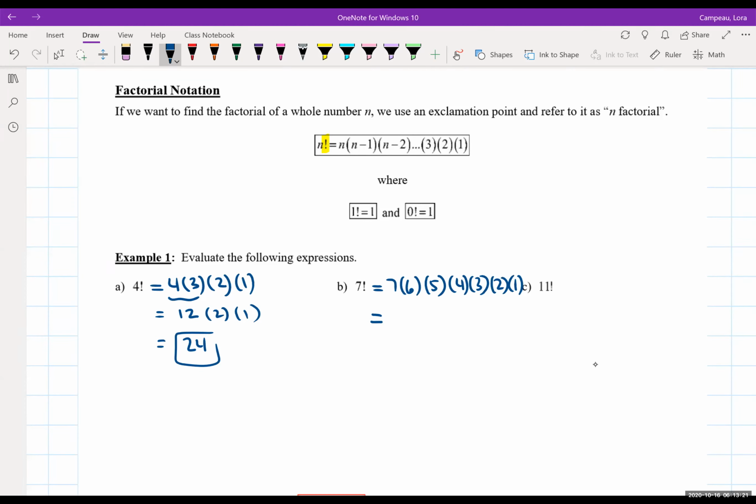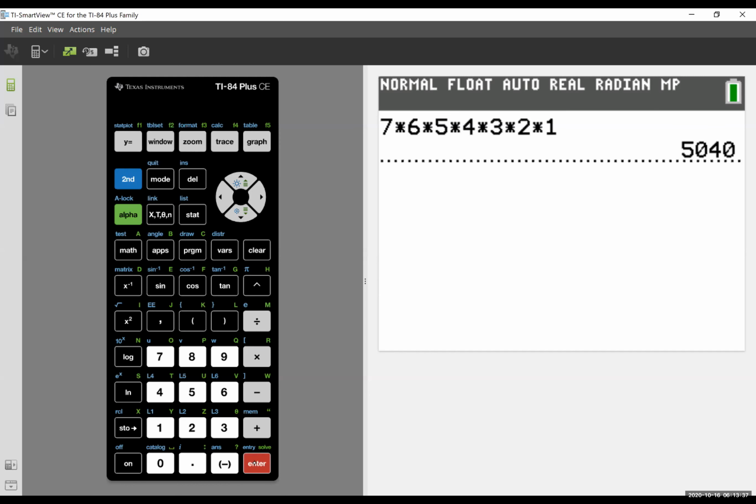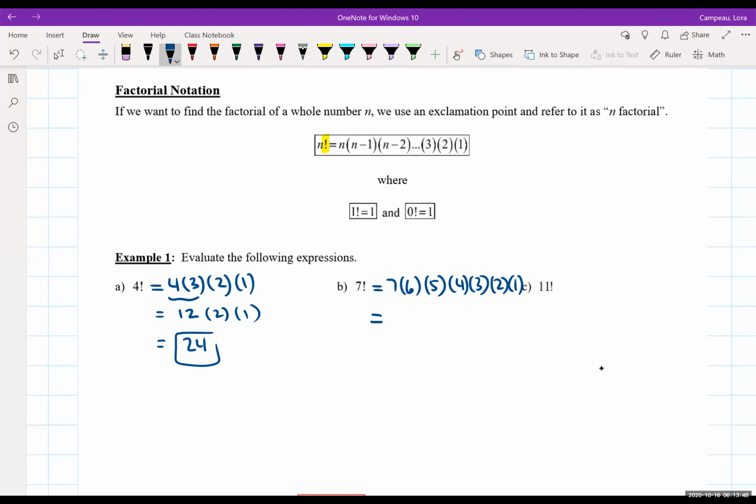Let me share with you so you can see my home screen. And if we're just going to multiply 7 times 6 times 5 times 4 times 3 times 2 times 1, we end up getting 5,040. So I'll write that down. And then I will point out a very useful shortcut. So we have 5,040 is the value of 7 factorial.